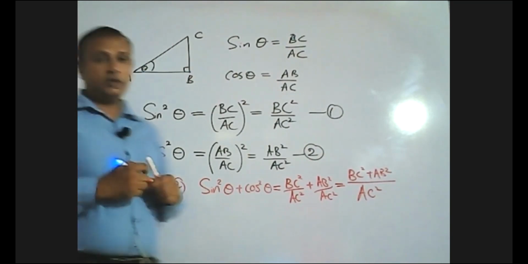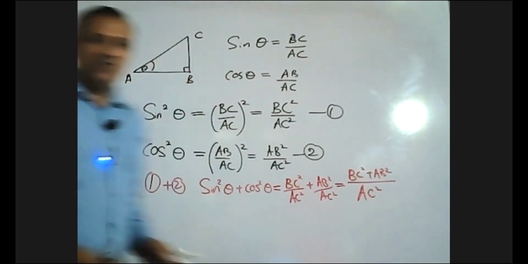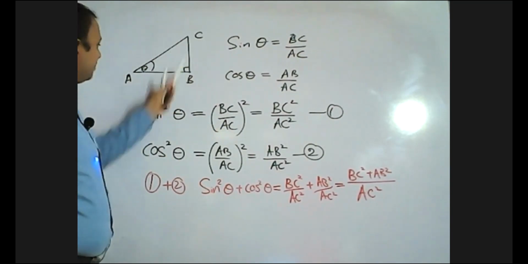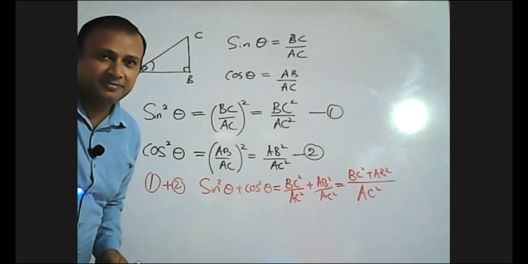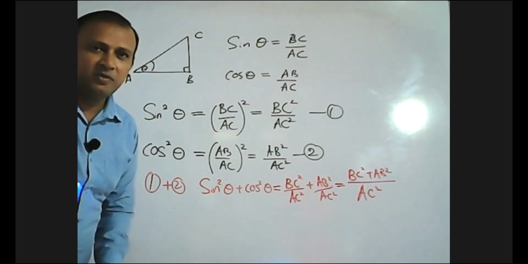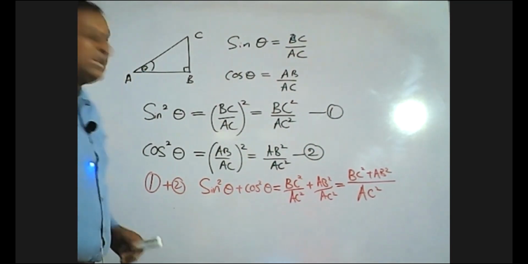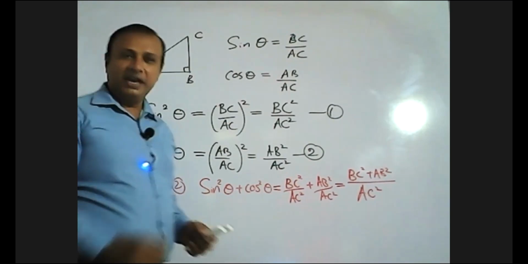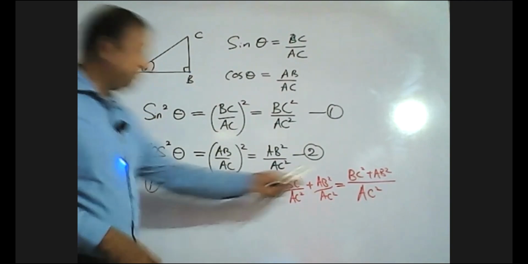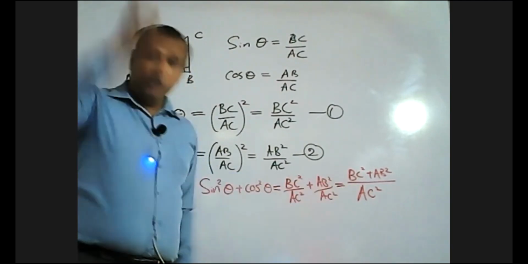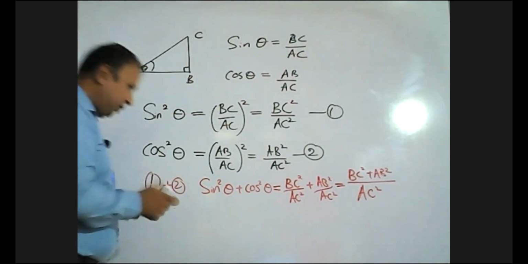BC squared plus AB squared. What is that? Tell me. Hypotenuse squared. Yes, very good. According to the Pythagoras theorem, this should be equal to the square of the hypotenuse.